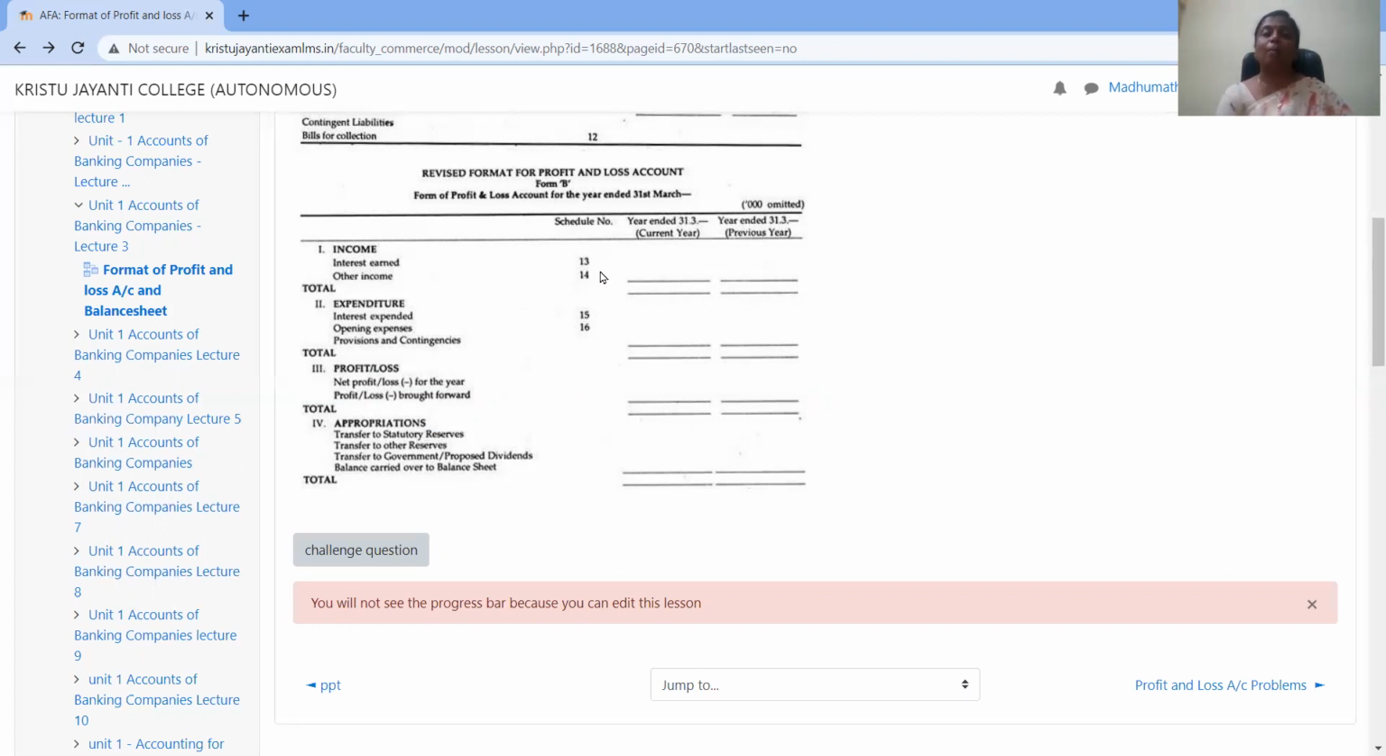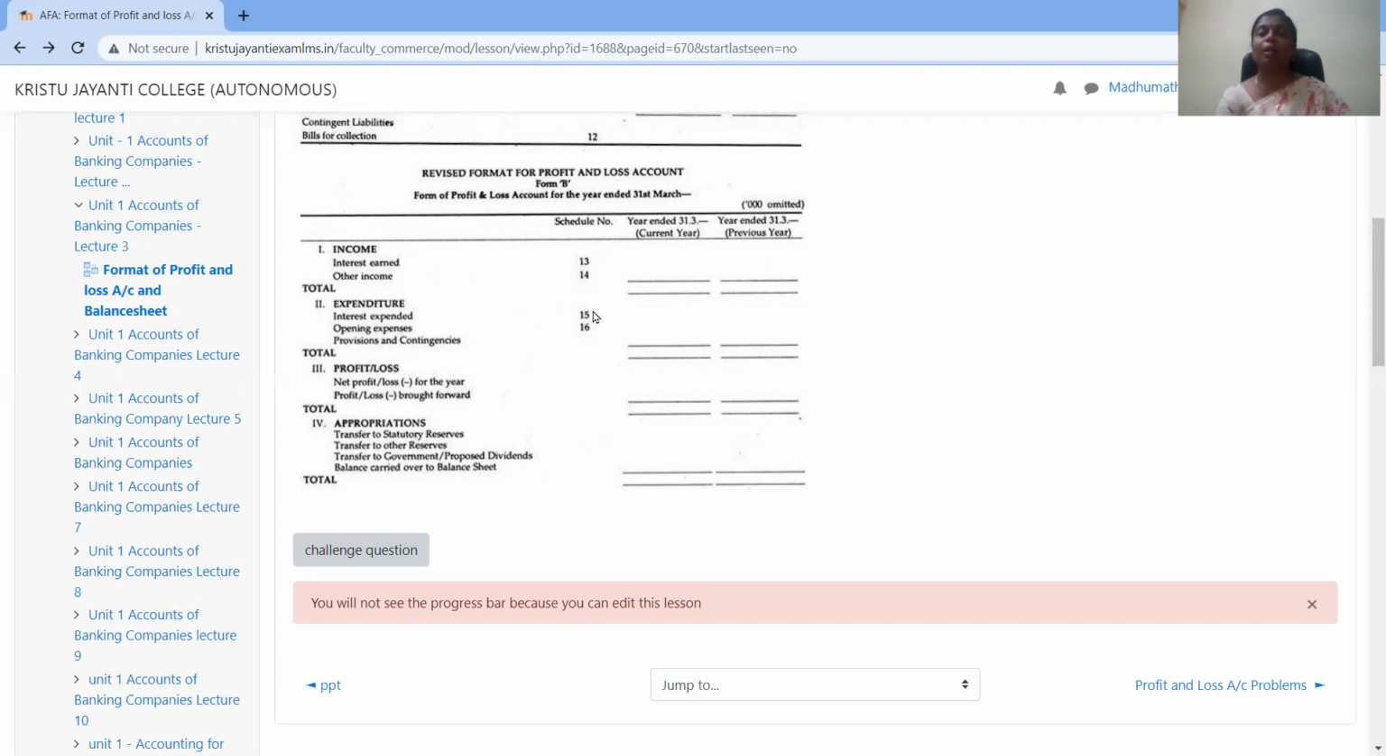The next part of our profit and loss account is our expenditure. Under expenditure, we have interest expended. Interest expended is nothing but, being a bank, any type of interest you pay to your customer. That will be schedule number 15.